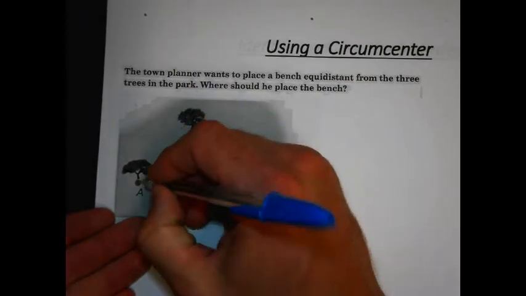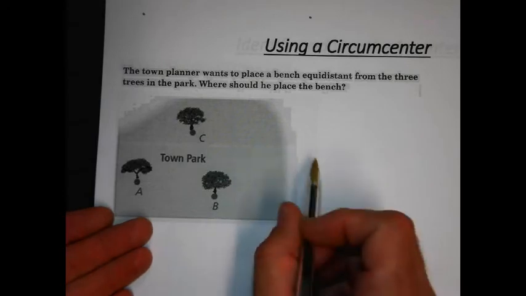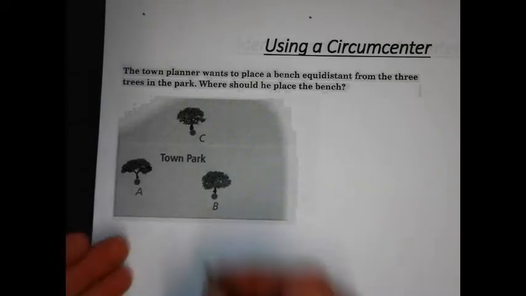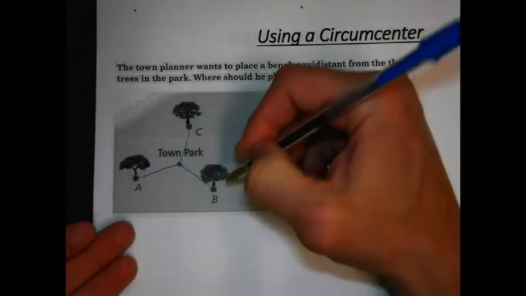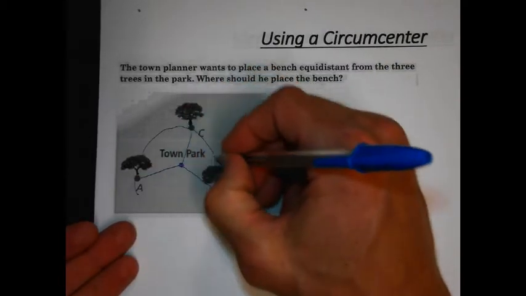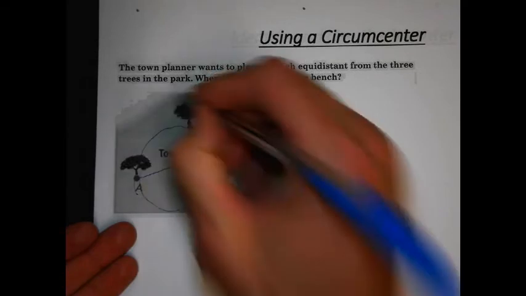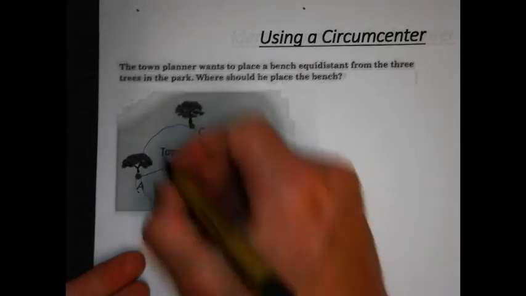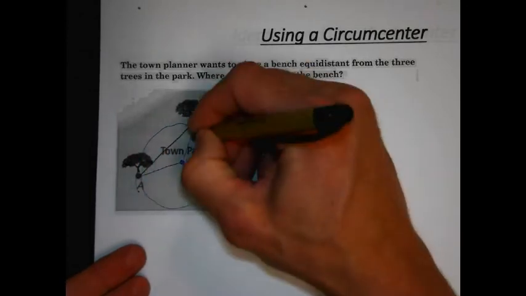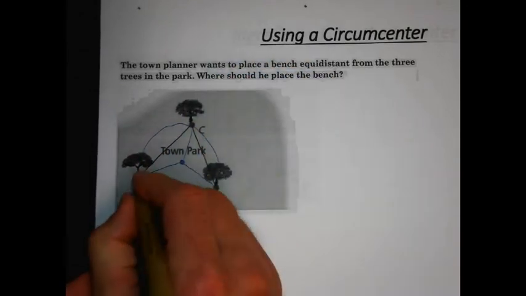So we have these 3 trees. Where should you place the bench? It's the same question. Imagine a bench that would be the center of some kind of circle, right? And imagine a circle like that. How could we find the center of that circle? The way we find the center of that circle is to make a triangle from the 3 points.